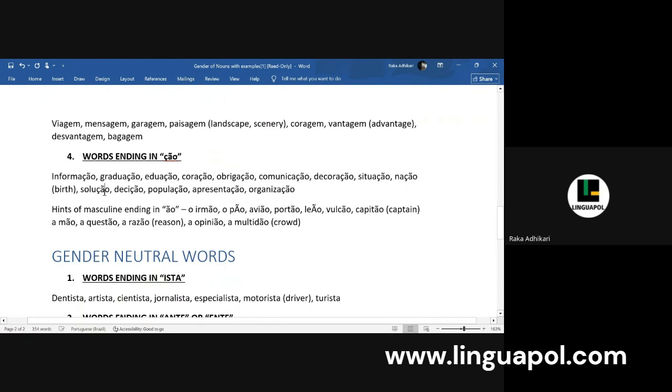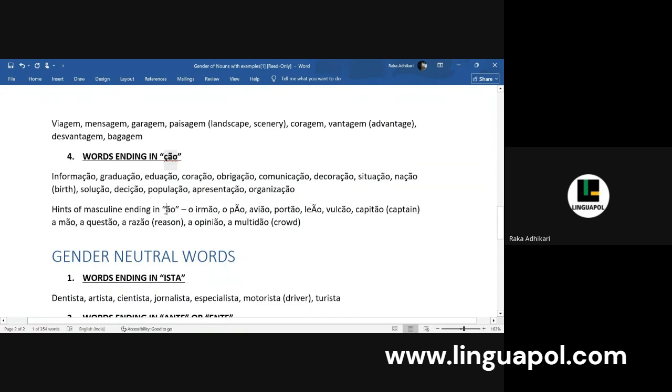Solução, solution. Decisão, decision. População, population. Apresentação, we already know this, introduction or a kind of presentation. Organização is organization. Now, it's very important we remember that only words ending in são will be feminine.